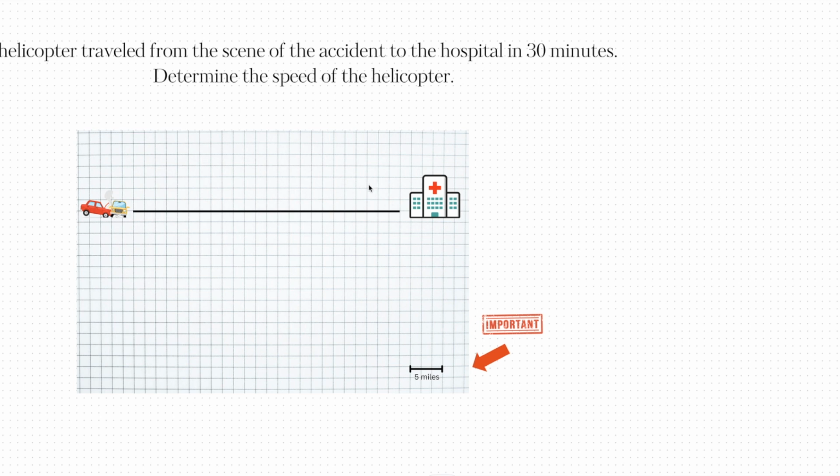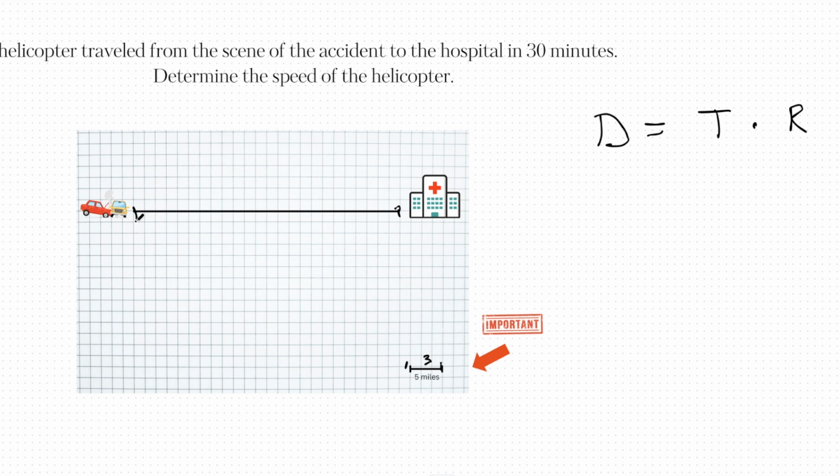Again, we're going to use the formula D equals T times R. But what we need to figure out now is the distance from this point to this point. We know that we have a little scale here. This distance from here to here is 5 miles. Notice that from this point to this point is 3 lines on the grid. So every 3 lines is going to be 5 miles.